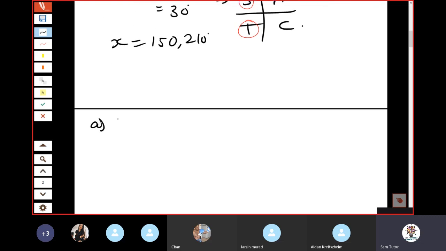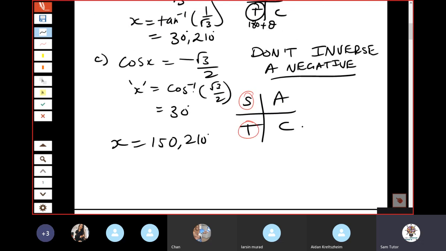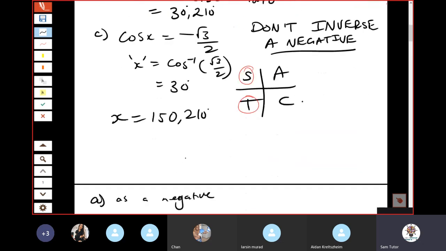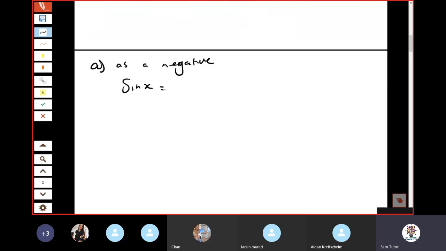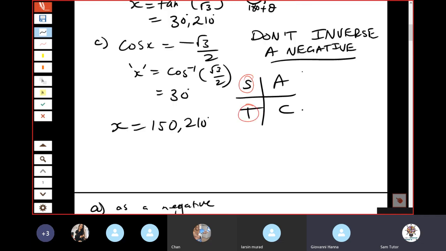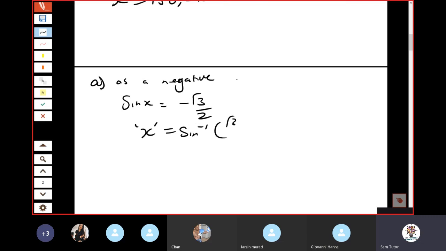Giovanni, let's go with A and B with negatives. So A has a negative. What was A again? Sine x equals negative root 3 over 2. All right, Giovanni, you ready? Let's go. So x with a hat equals inverse sine of negative root 3 on 2, no, oh, we don't put negative. Don't inverse a negative. Okay, root 3 on 2.